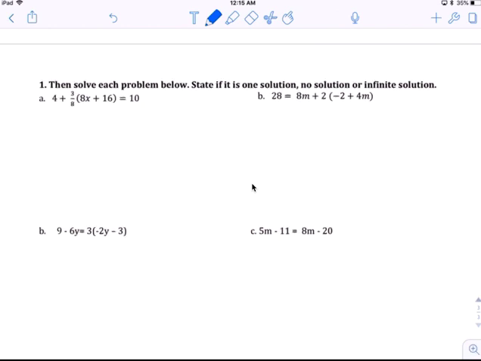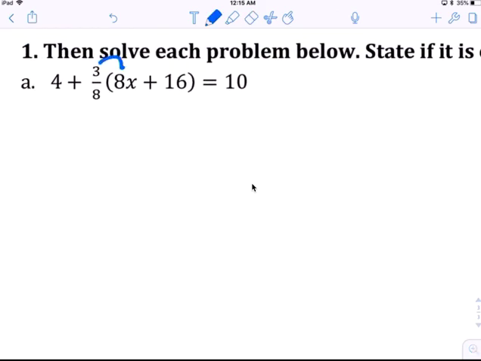Okay, now solve these. Use a calculator. Put 3 divided by 8, then times 8. You should get 3 on your calculator. And then bring down this x plus 3 divided by 8 times 16. Use your calculator. You should get 6 as an answer. 4 plus that.